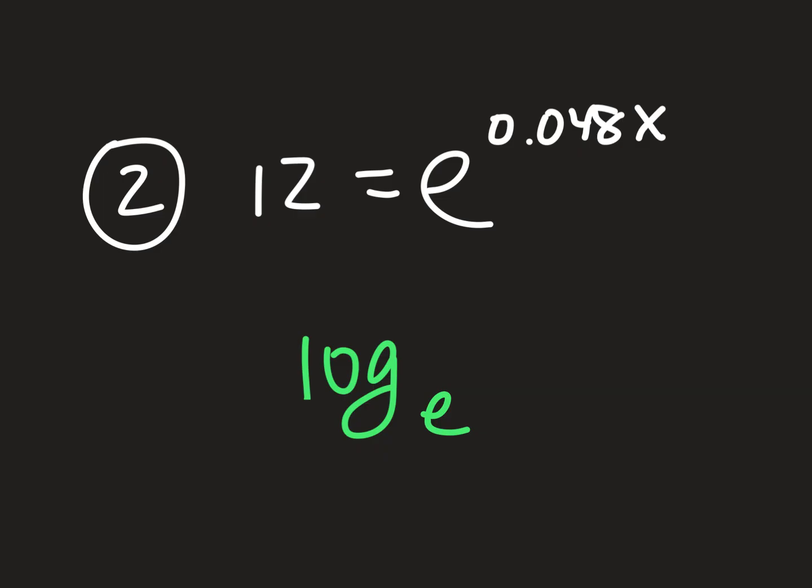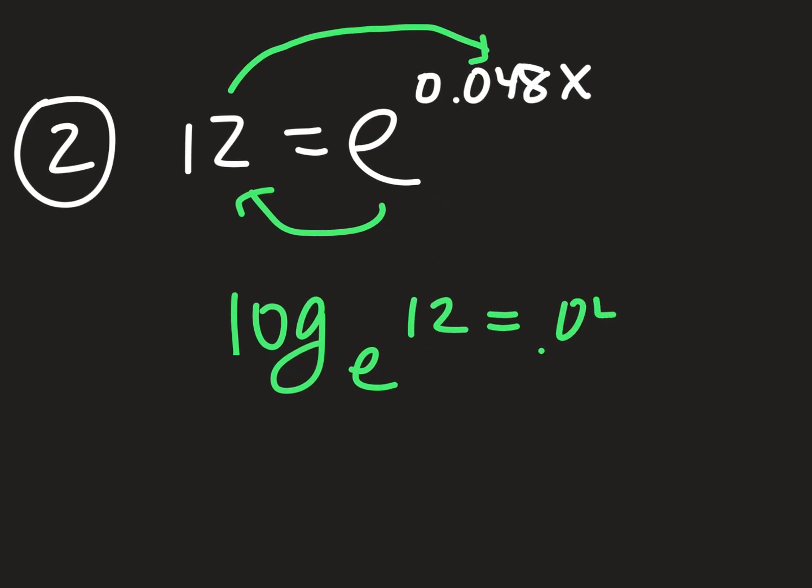Log base e of 12 equals 0.048x. Yes. Now you ask yourself, is the x alone yet? No, but you only have to do one more thing and the x will be alone. And you've got a calculator, so you can find log base e of 12. And I bet this one says give a decimal. Yeah. All right, 2 places.